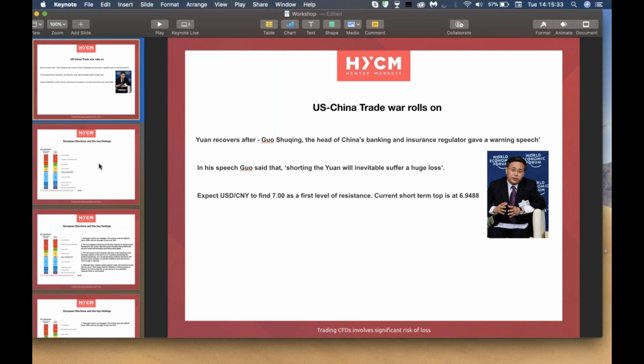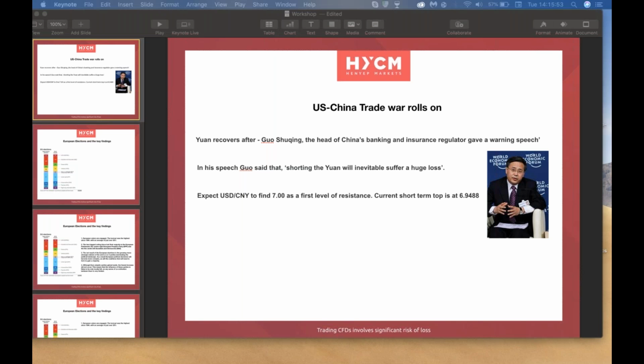Okay, so that's the US-China trade war. Again, the key pairs to be looking at are US dollar Japanese yen and Australian dollar Japanese yen. The Australian dollar Japanese yen pair is very sensitive to risk. So I'll just briefly show you that.